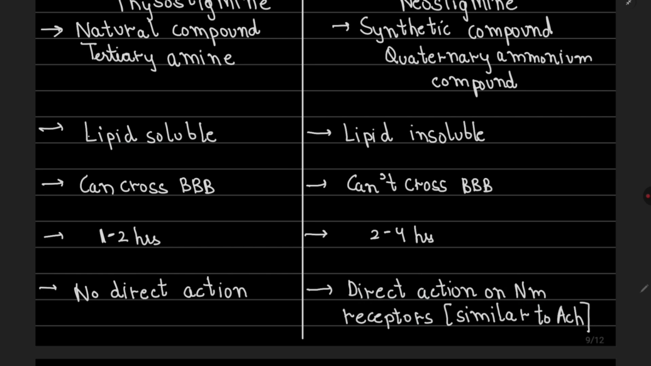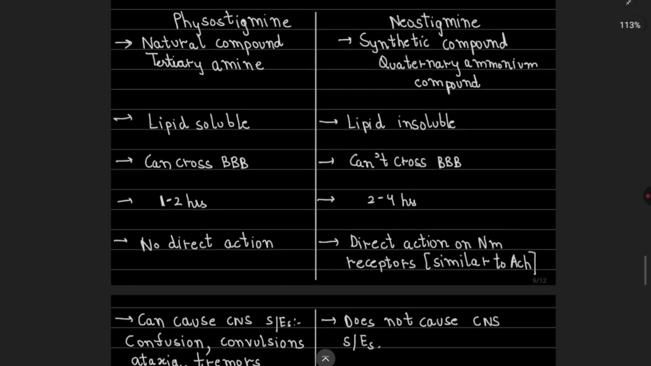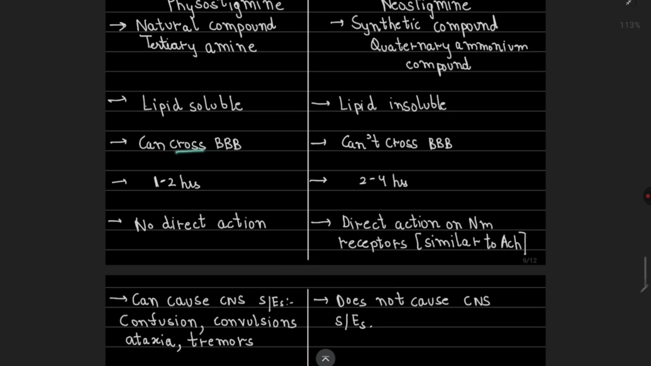edge over physostigmine. Also, as we just saw that physostigmine can cross the blood-brain barrier, it gives us unwanted CNS side effects like confusion, convulsions, ataxia and tremors. These side effects do not take place with neostigmine because it cannot cross the blood-brain barrier. And since neostigmine doesn't cross the blood-brain barrier and reach the CNS, more of it is present to act on the peripheral system and on the site of choice, that is the skeletal muscle junction.